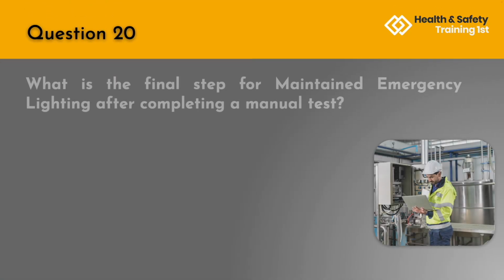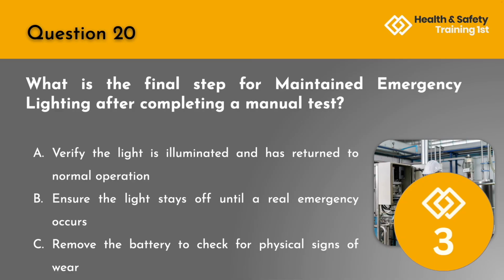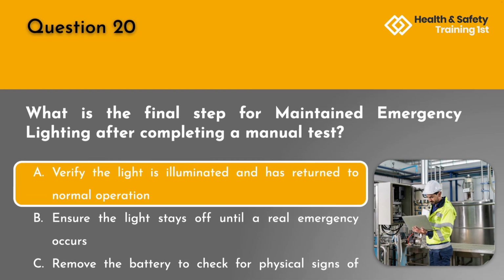Question 20. What is the final step for maintained emergency lighting after completing a manual test? A. Verify the light is illuminated and has returned to normal operation. B. Ensure the light stays off until a real emergency occurs. Or C. Remove the battery to check physical signs of wear. The correct answer is A. Verify the light is illuminated and has returned to normal operation.